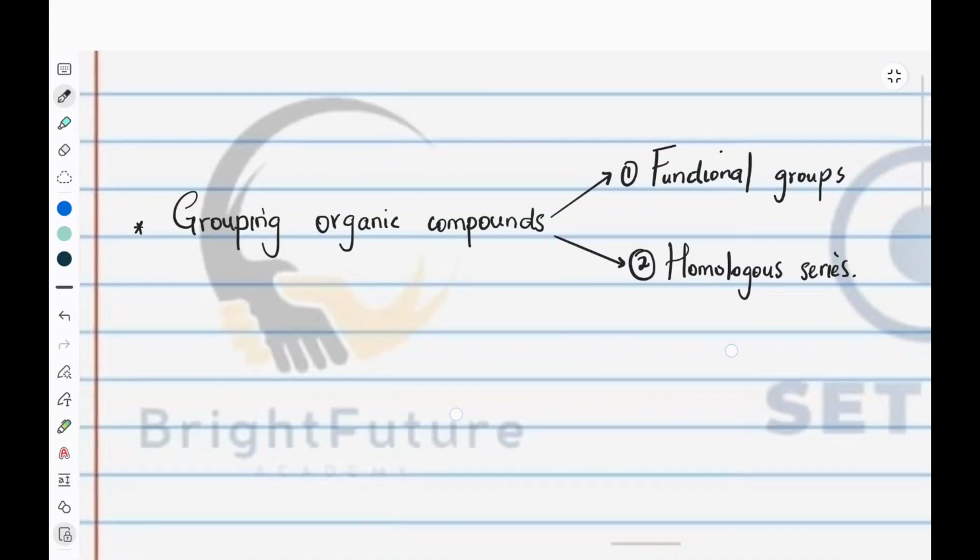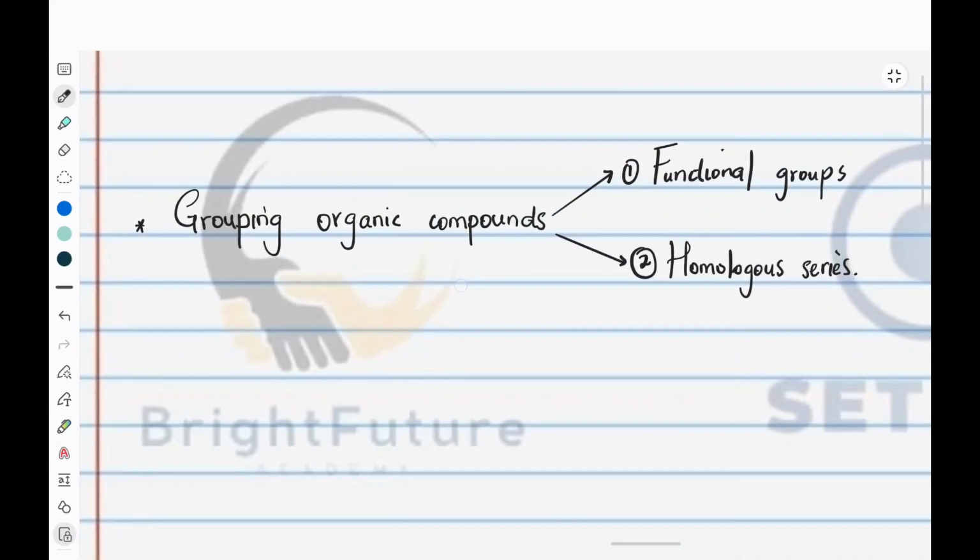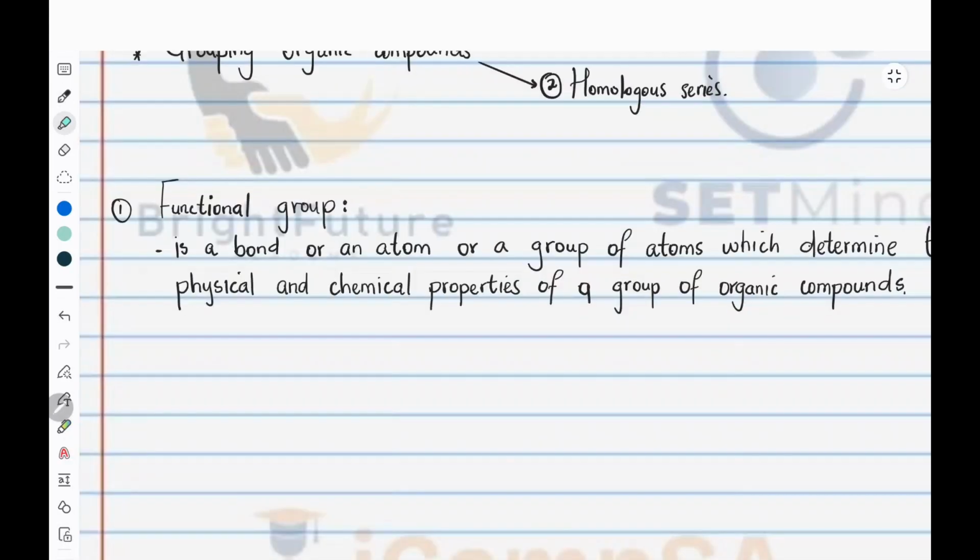So that's what a functional group is, and then we'll elaborate more later. For now, let's just write our definitions here. So we say a functional group is a bond or an atom or a group of atoms, which determine the physical and chemical properties of a group of organic compounds. Okay, so that's how we would define a functional group.